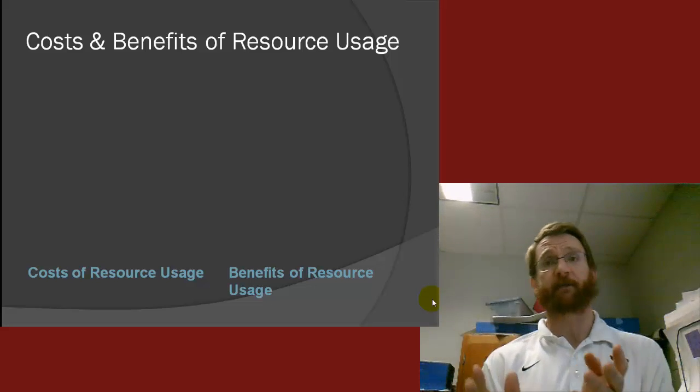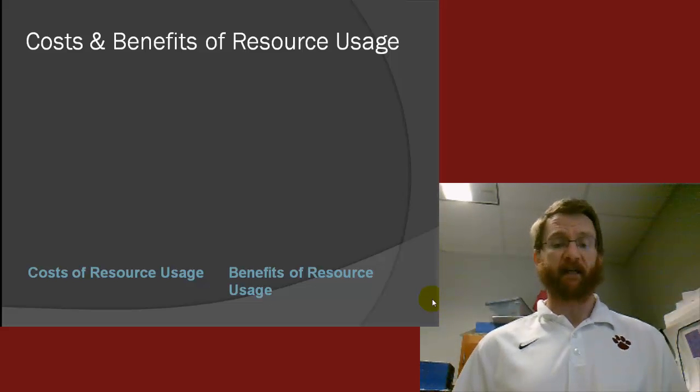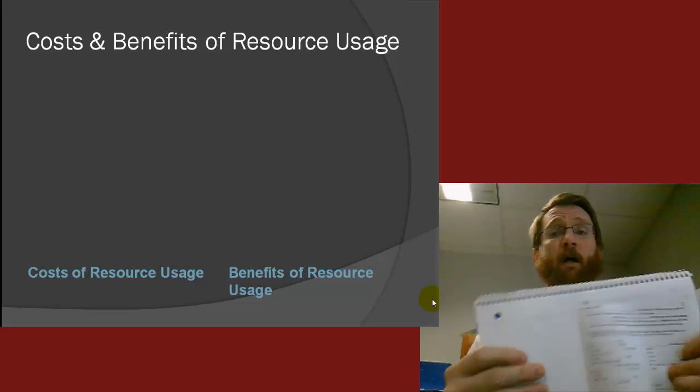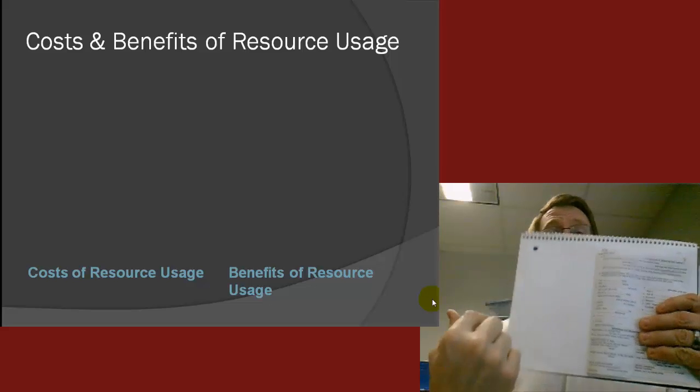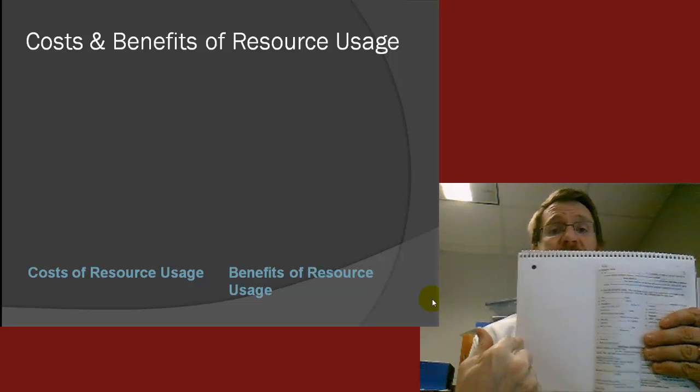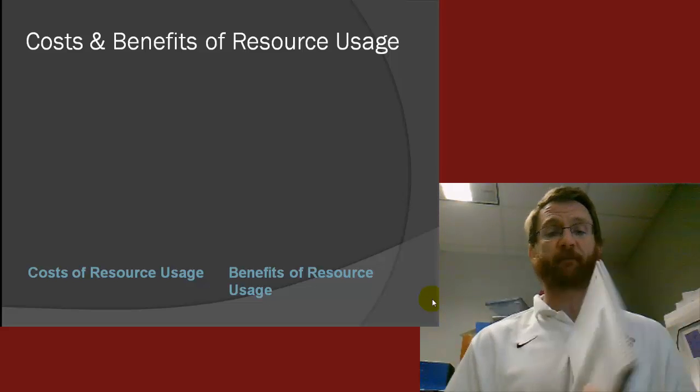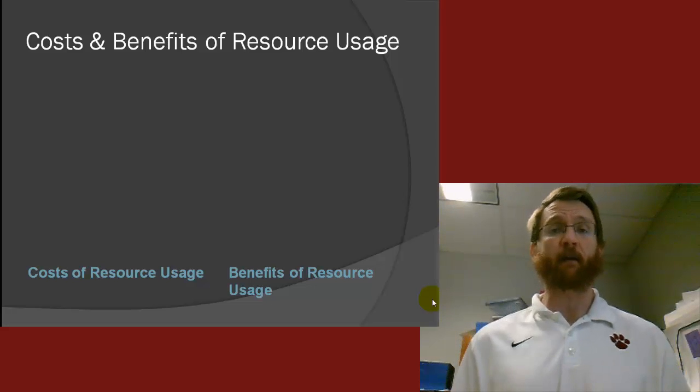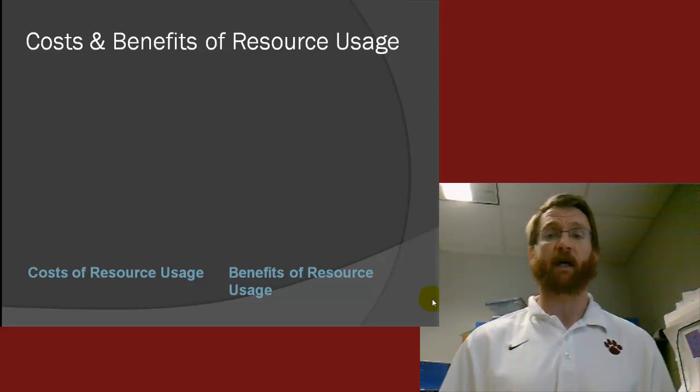So in your notebooks, those of you that are doing this outside of class, I want you to divide this part of your notebook in half, and you're going to put costs, or bad things rather, and benefits of resource usage. So let's talk about this real quick. This shouldn't take us more than a couple of minutes.